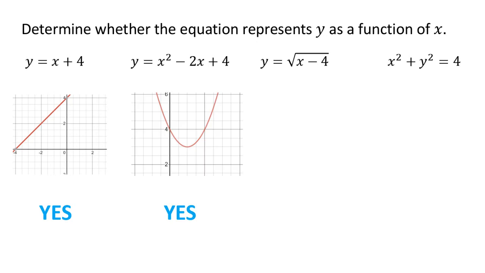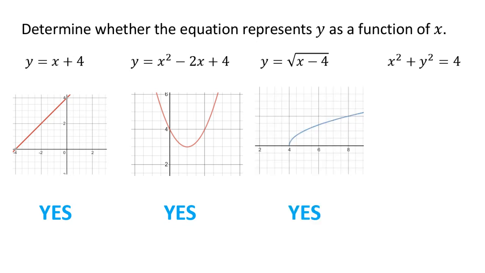Yes. Now, how about the second one? This graph is a quadratic, and if I apply my imaginary vertical line test, my imaginary vertical line will only cross the graph once. So this one also is a function. How about the square root of x minus 4? This is the graph of the square root of x minus 4. Again, I apply my vertical line test, and I can see that my vertical line only crosses my graph once. For every x value, I only have one y value. So hence, this equation is also a function.